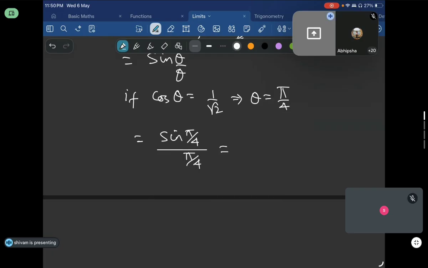Sine pi by 4 divided by pi by 4. This will become how much? 1 by root 2. So it will be 4 pi, root 2 pi. Wait, let me check the answer. Over here, the answer is given something else.